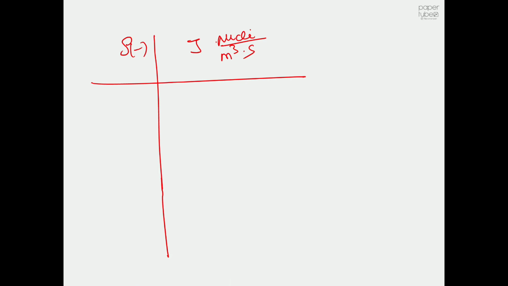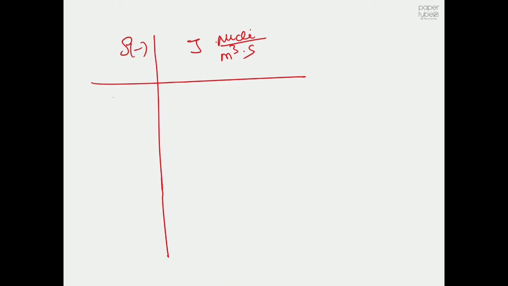Now we know how to get the nucleation rate as a function of supersaturation. So let me write the value of nucleation rate as a function of supersaturation. S has no units, J has a unit of nuclei per meter cube per second. In the exam, if you don't write the units, you will not get the marks. So you have to pay attention to the units.